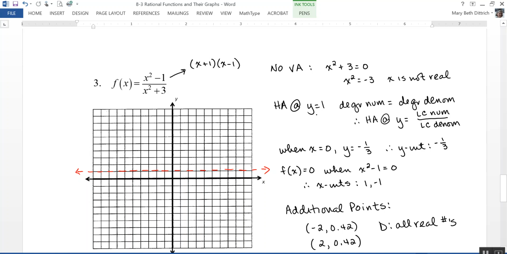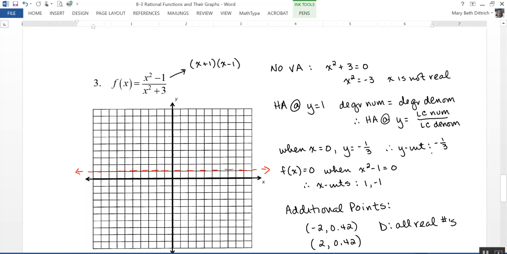I'm going to have a horizontal asymptote at y equals 1 because the degree of the numerator is equal to the degree of the denominator. It's x squared over x squared. So remember, that means that I'm going to have a horizontal asymptote at the equation y equals whatever the leading coefficient of the numerator is over the leading coefficient of the denominator. So the leading coefficient of the numerator is 1, as is the leading coefficient of the denominator. So the line is y equals 1 over 1, or a horizontal asymptote at y equals 1. Let's find our intercepts. So when x equals 0, y is equal to -1/3, so I'm going to have a y-intercept at -1/3.